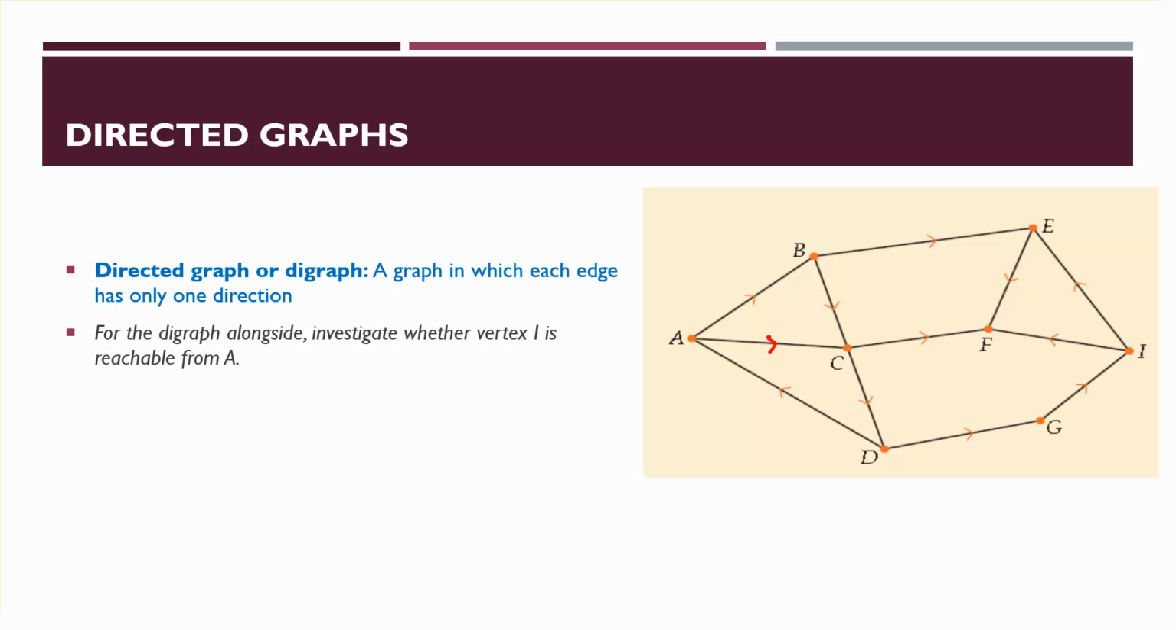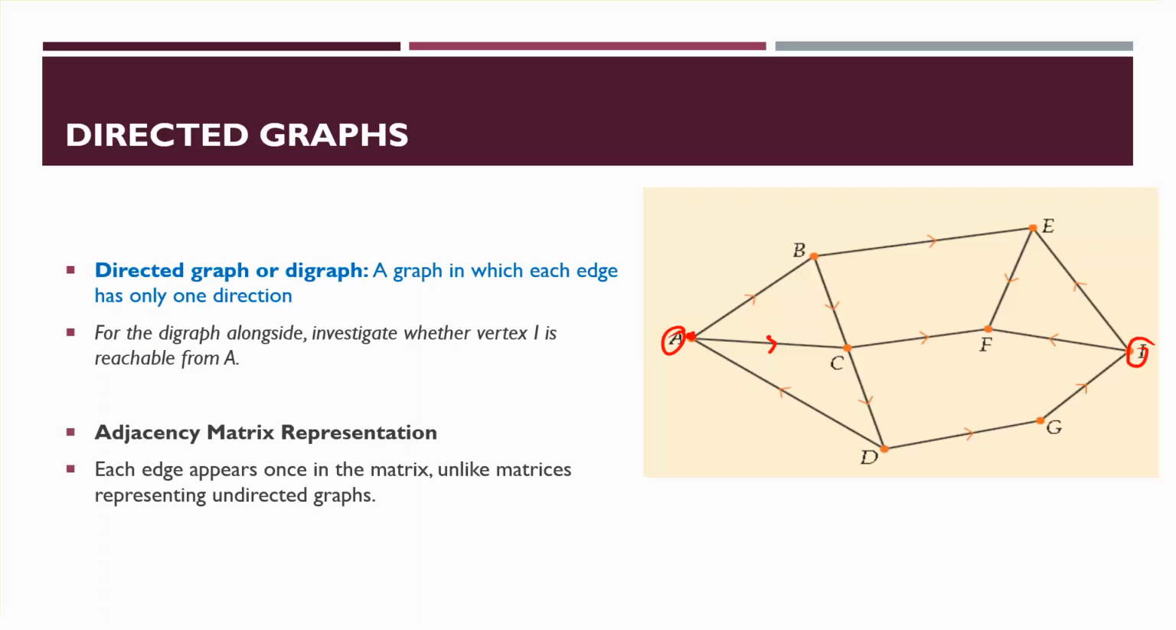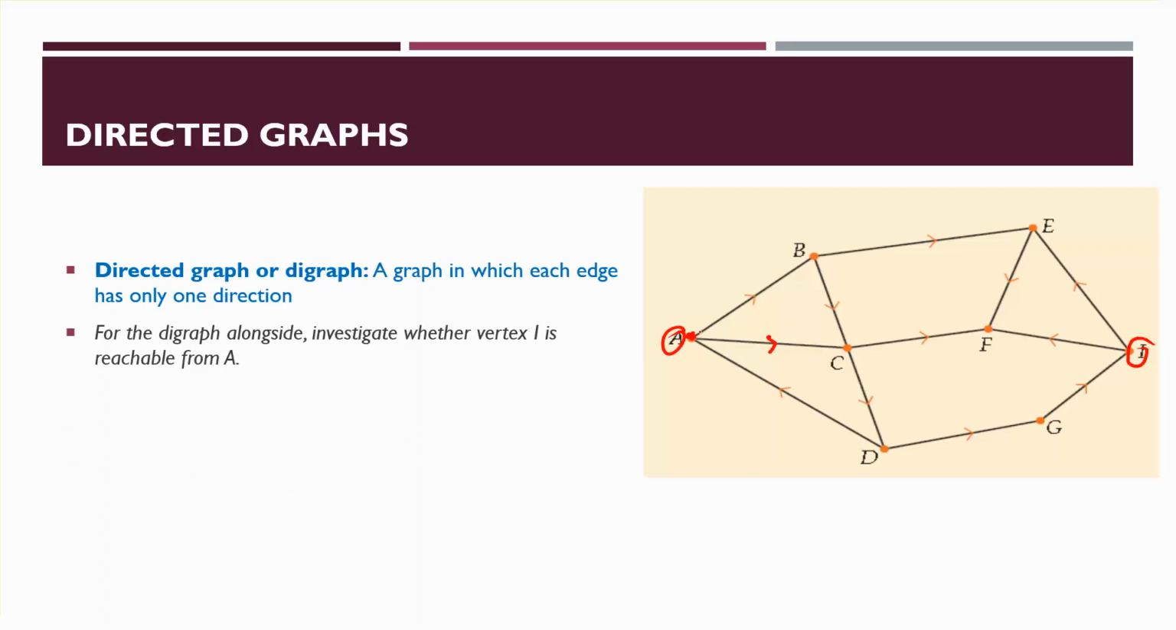The digraph here is asking us to investigate whether vertex I is reachable from A. So can we get to I from A? Basically, we've got to start at A. So if we start here, which way can we go? Well, we can either go to B or we can go to C. Let's go to B. Once we're here, I can go to E or I can go to C.